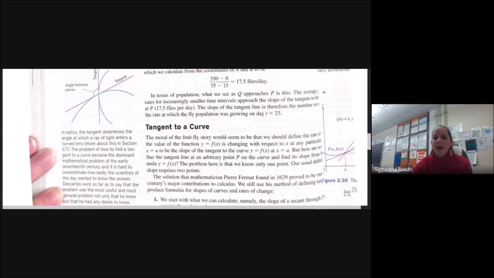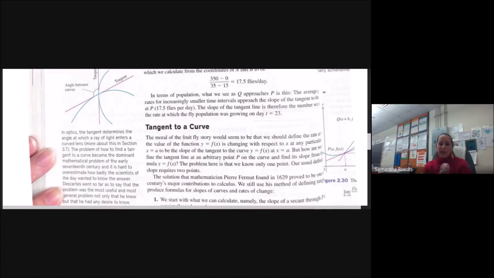The problem of how to find a tangent to a curve became the dominant mathematical problem of the early 17th century, and it is hard to overestimate how badly the scientists of the day wanted to know the answer. Descartes went so far as to say that the problem was the most useful and most general problem, not only that he knew, but that he had any desire to know.